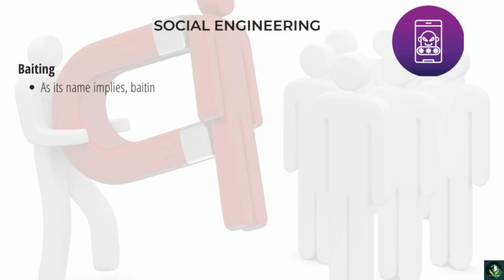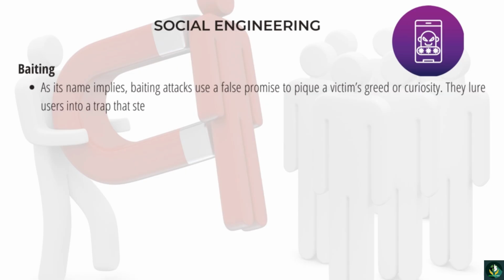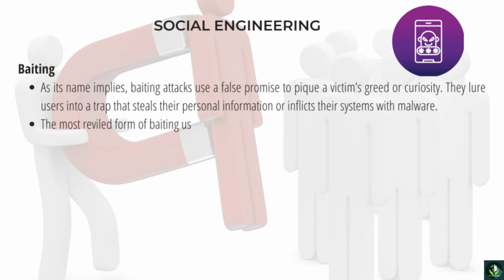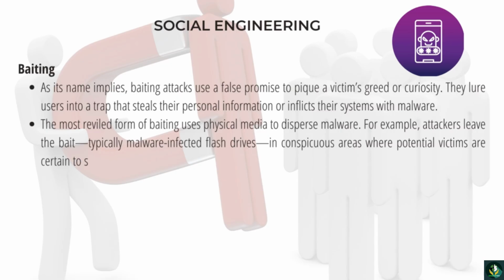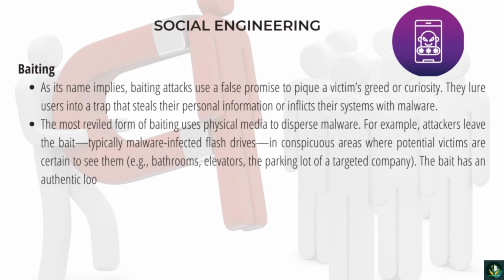Baiting. As its name implies, baiting attacks use a false promise to pique a victim's greed or curiosity. They lure users into a trap that steals their personal information or inflicts their systems with malware. The most reviled form of baiting uses physical media to disperse malware. For example, attackers leave the bait, typically malware-infested flash drives, in conspicuous areas where potential victims are certain to see them. For example, bathrooms, elevators, the parking lot of a targeted company.